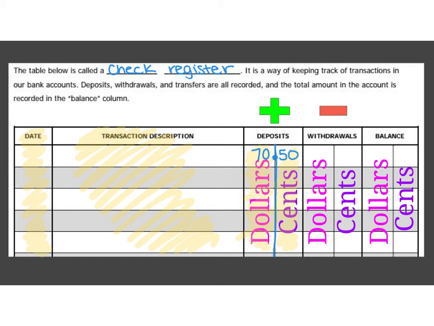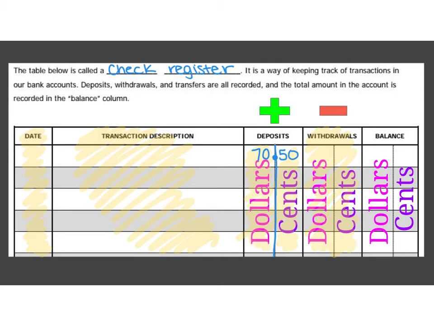The deposit column is the third column. This is where we would place any transactions where we're putting money into our checking account. Next is the withdrawals column. This is where we would record money that is being taken out of the checking account.